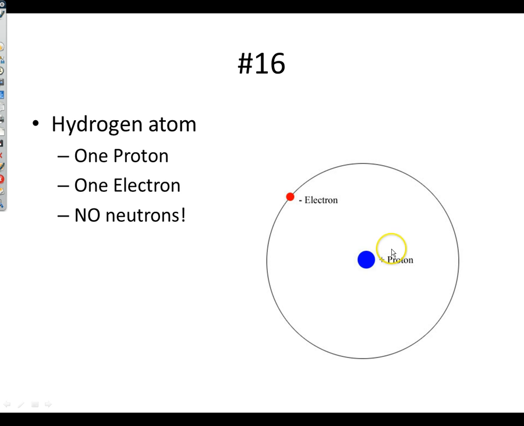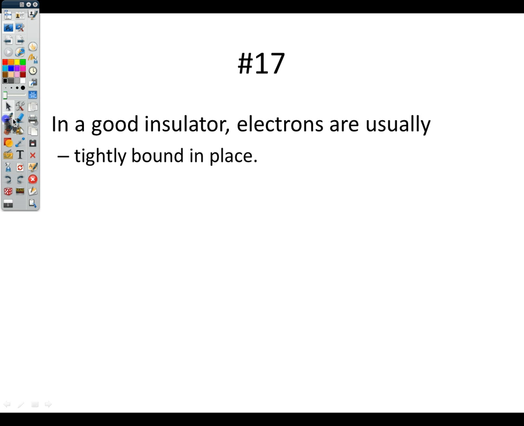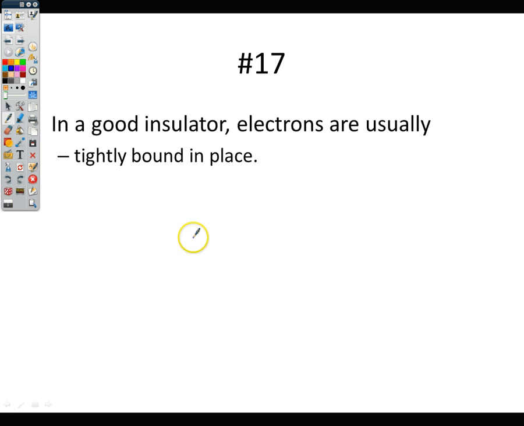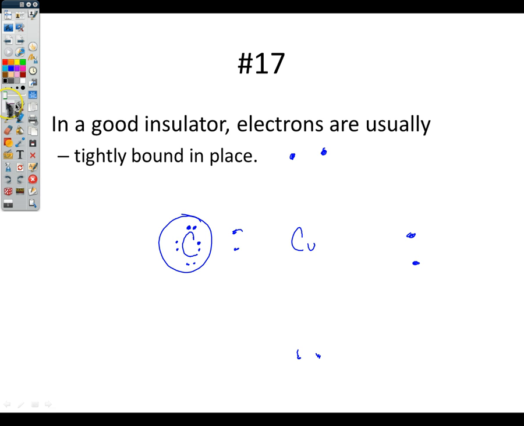It's very easy, just 1 proton, 1 electron. Remember, this is the one that does not have any neutrons. In a good insulator, electrons are usually tightly bound in place. If I have a piece of plastic and it's made out of carbon primarily, those electrons in carbon are really close to the carbon, so they aren't very far away. If I have a conductor, let's say that it's copper, those electrons are going to be really far away, and they're very easy to steal. The carbon atom holds on to those electrons very well, so it's typically an insulator.